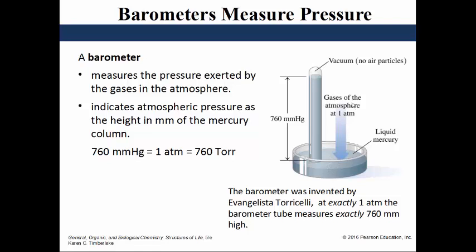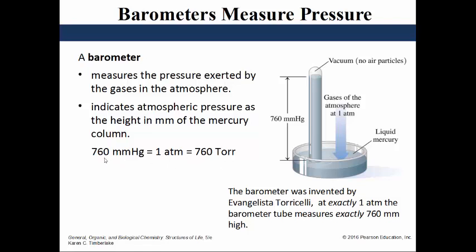The gases of the atmosphere will push down on this liquid. That will cause the liquid mercury to rise up exactly a height of 760 millimeters. So that's why this is referenced as millimeters of mercury. It is literally talking about a specific height of an element. So millimeters of mercury. And these three values here are all equivalent.